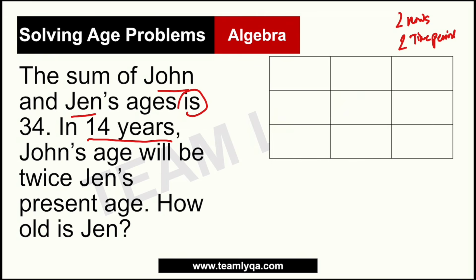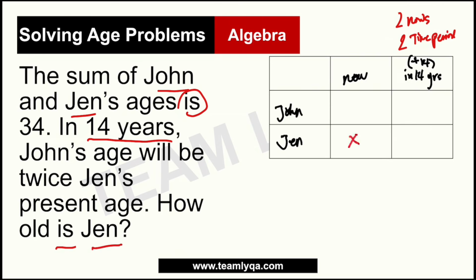So, ang table natin would look like this. It's a little smaller than before kasi kailangan natin mag-leave ng room for the equation. We have John and Jen. Tapos, we have now and in 14 years or plus 14. Yun ang ibig sabihin niyan. Now, ang hinahanap, which will be your X dun sa iyong table, ang hinahanap is how old is Jen. So, is Jen, ibig sabihin that is Jen now. That would be our X.